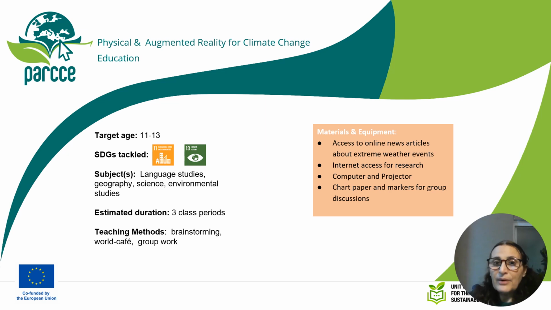This lesson is primarily designed for students aged from 11 to 13, but can be adapted for younger or older learners. It focuses on Sustainable Development Goals, specifically SDG 13 and SDG 11, integrating subjects such as language studies, geography, science, and environmental studies. The estimated duration of the lesson is 3 class periods, during which students will engage in various interactive teaching methods, including brainstorming, world cafe discussions, and group work.